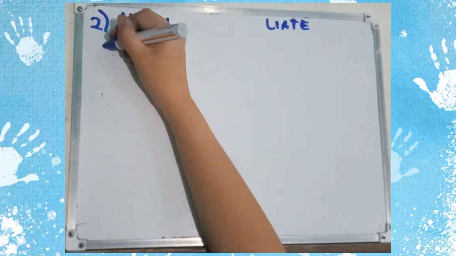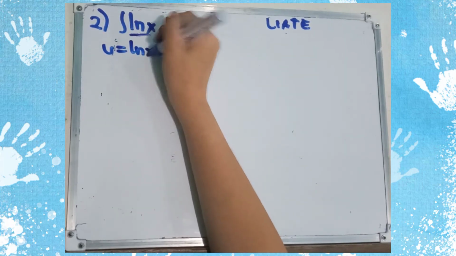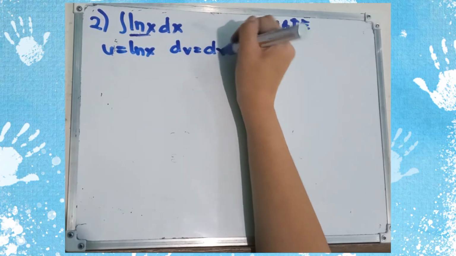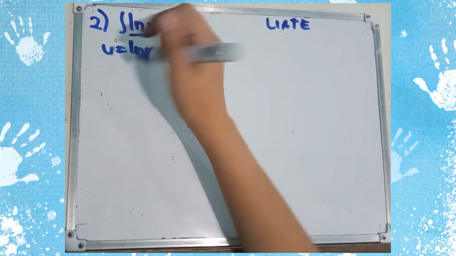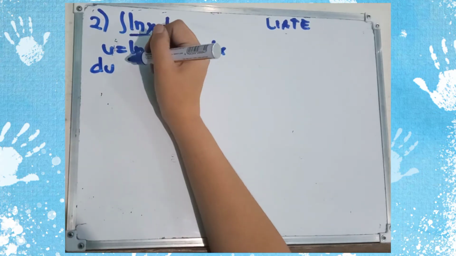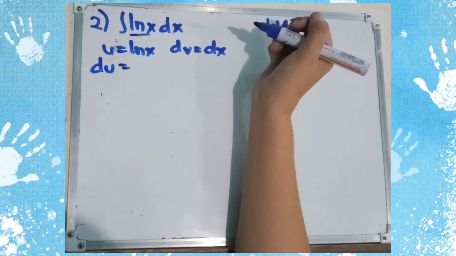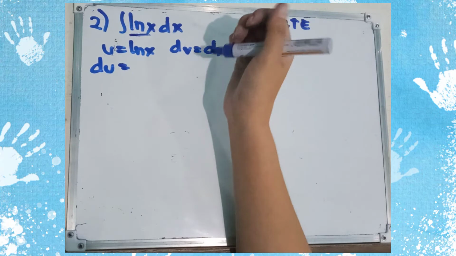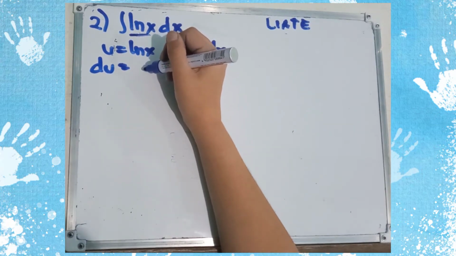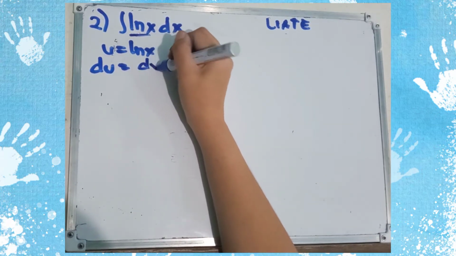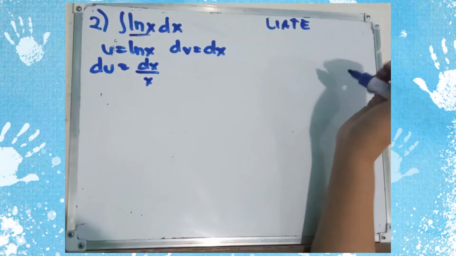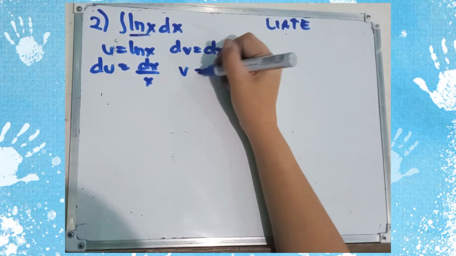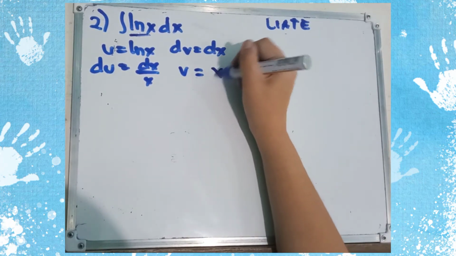So let u be ln x, then dv is simply dx. Then look for du, the derivative of u. Recall that the derivative of a natural logarithmic function is simply 1 over x dx, or simply dx over x. Now for dv, the integral of dx is simply x.